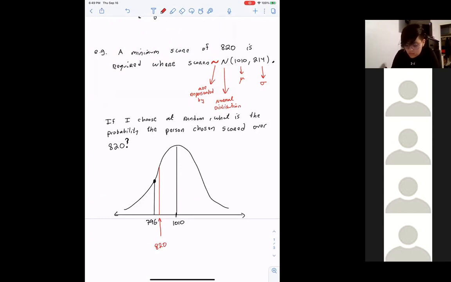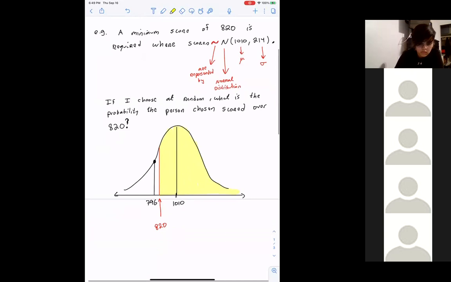Yes. And what we're looking for is the probability of scoring more than 820. I don't care how much more than 820. So what I'm looking for is the area to the right of 820. Do we agree? Yes. And that should represent the probability of picking someone who scored more than 820.